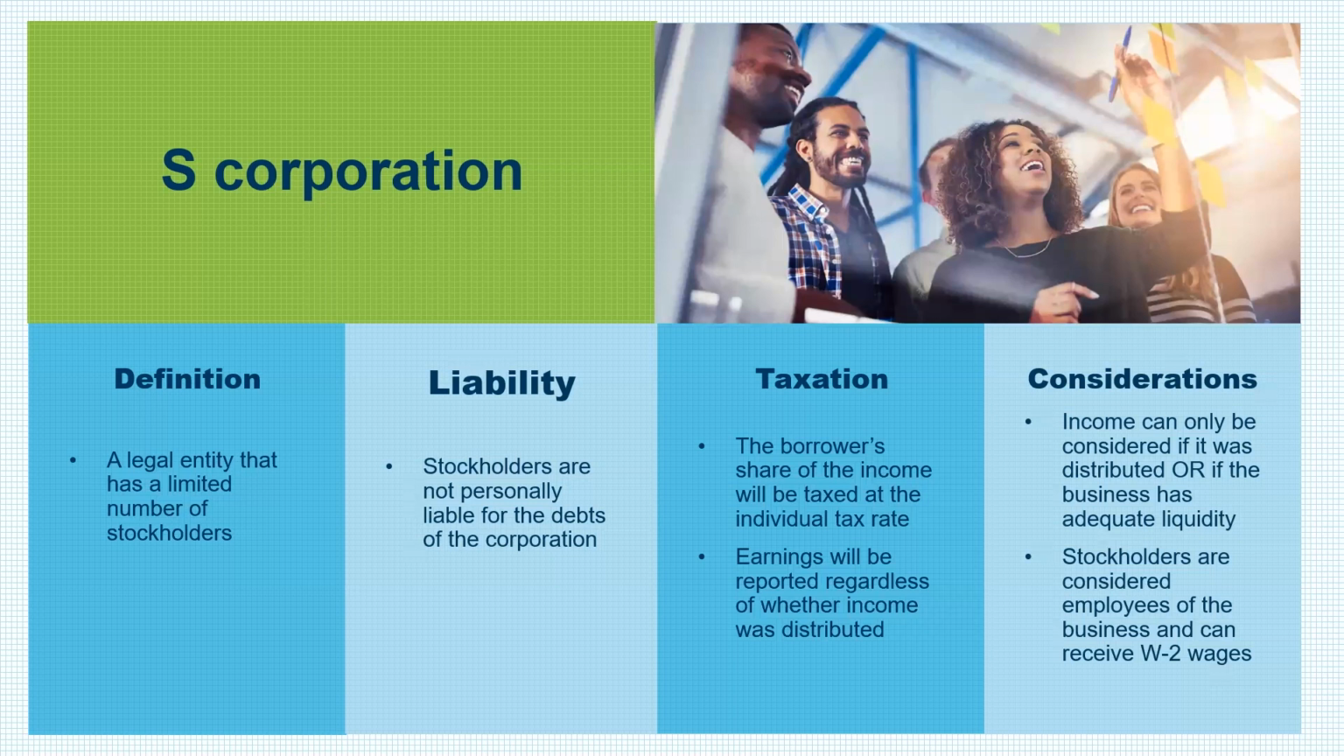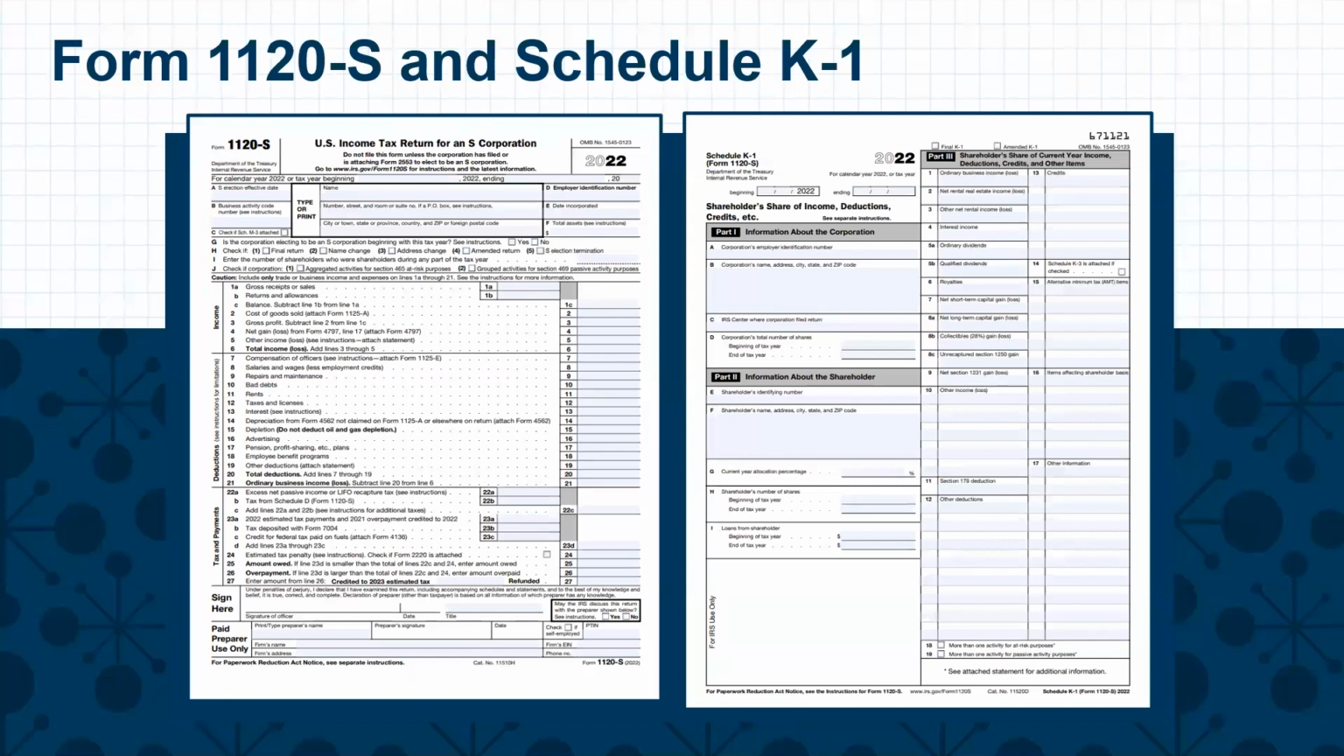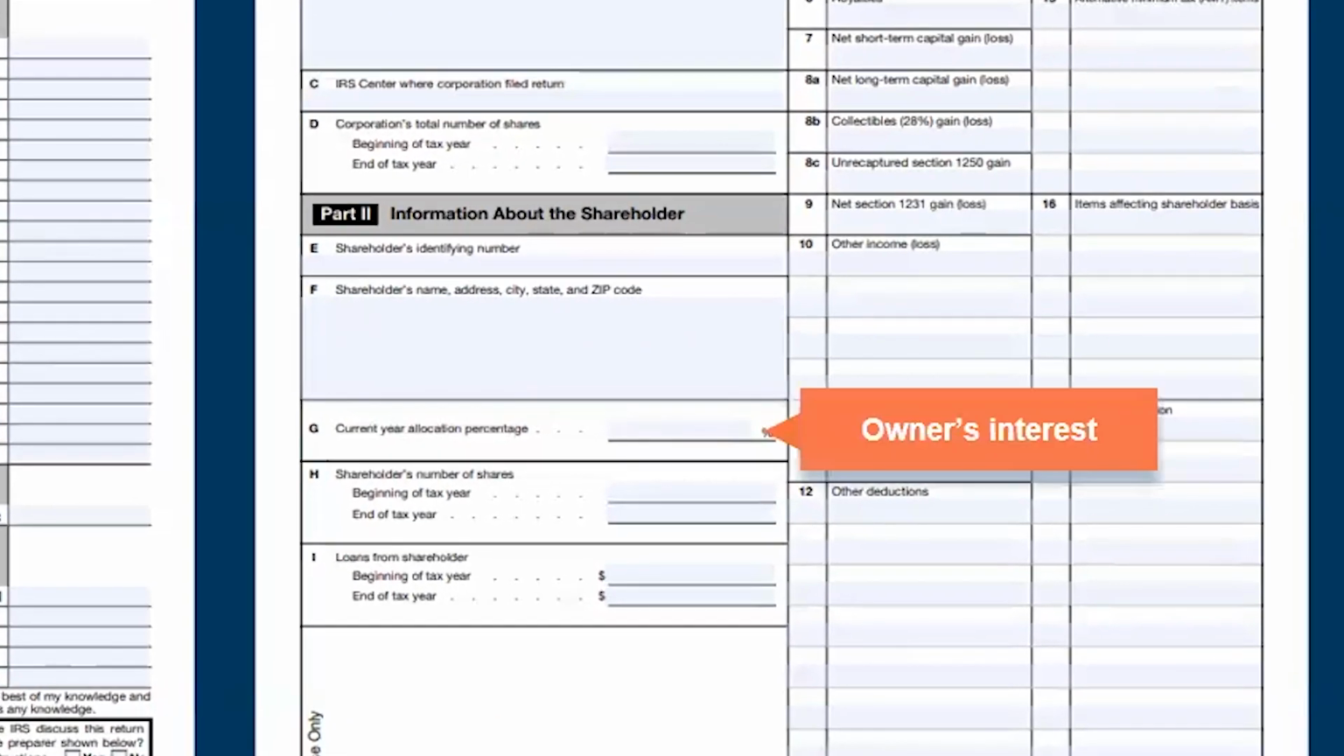What IRS forms can you expect to see for an S corp? The S corporation will file business tax returns using IRS Form 1120-S. The shareholder's share of the earnings will be reported on Schedule K-1. Your borrower's ownership interest can be found in Part 2, Line G.